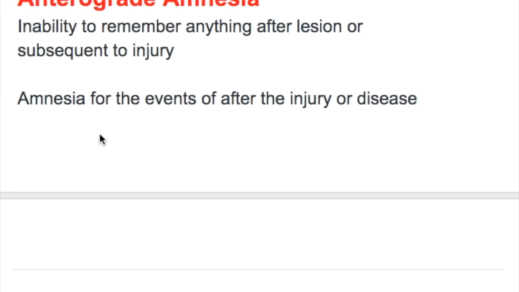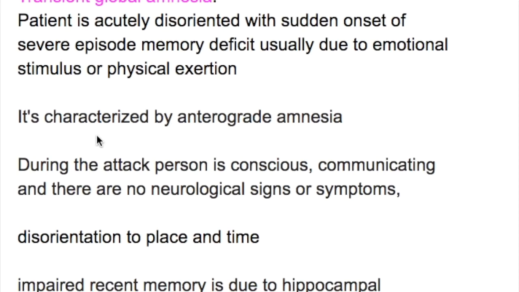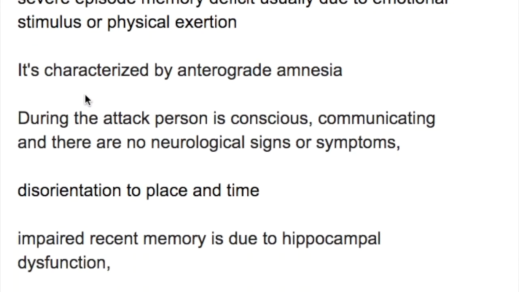Then anterograde amnesia. There is an inability to remember anything after the lesion or subsequent to injury. The amnesia is for the events after the injury or disease. Transient global amnesia: the patient is acutely disoriented with sudden onset of severe episodic memory deficit, usually due to emotional stimulus or physical exertion, and is characterized by anterograde amnesia.